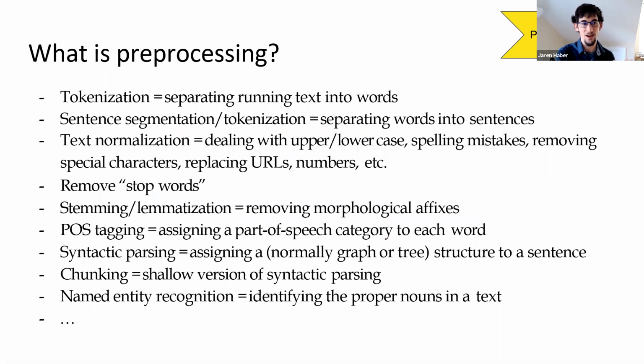Okay, so what is pre-processing? It's got a lot of different pieces. I'm just going to throw a bunch of these at you. You're going to get some of this, but you're going to hear it over and over again. Okay. So the first thing, well, these are mostly in order. Tokenization, you're separating the text into words. Sentence segmentation, also called sentence tokenization, you're separating a longer document into sentence chunks.